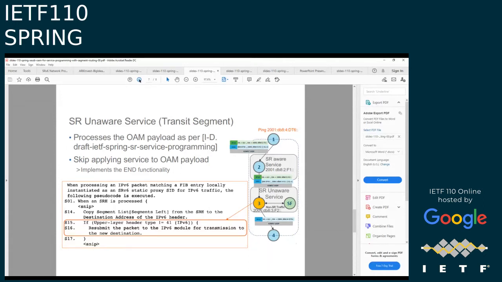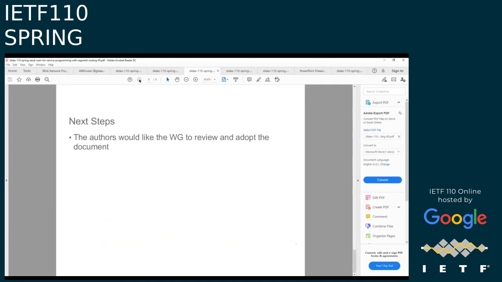Next slide, please. So basically what we covered is transit and End functionality. When pinging a service SID, we covered transit functionality, and we covered TE, and how this works in all these cases.